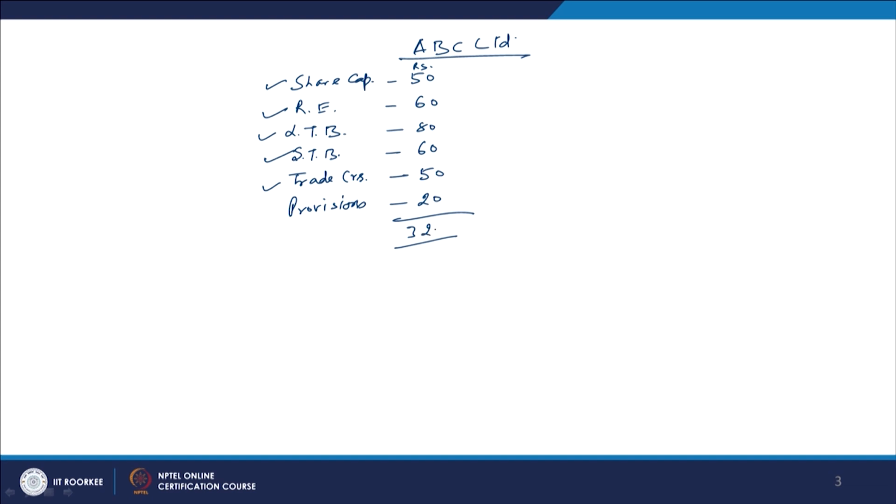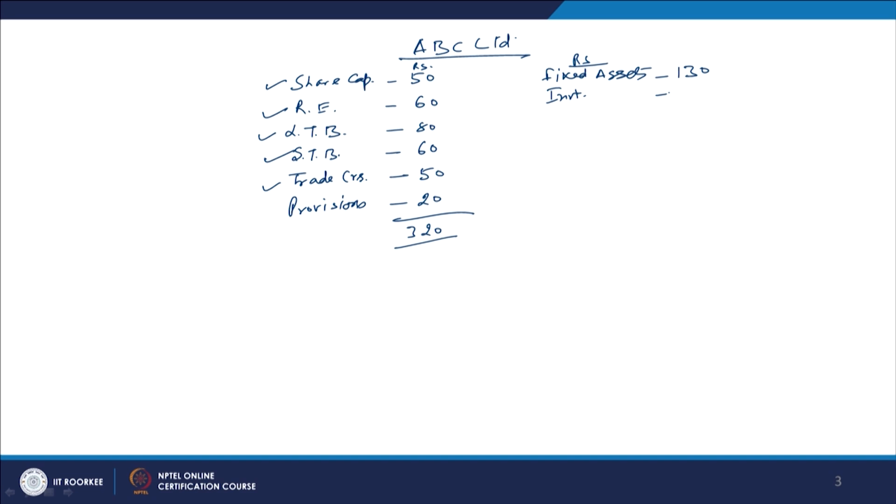So, this is the liability side of the balance sheet. Now, I will take you to the asset side of the balance sheet. Again, all figures are in rupees, and here first we have the fixed assets. How much is the fixed asset? 130 lakhs, and the second is inventory.